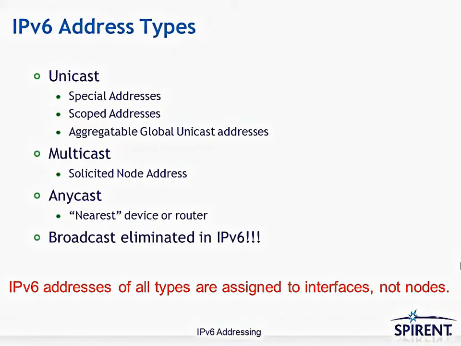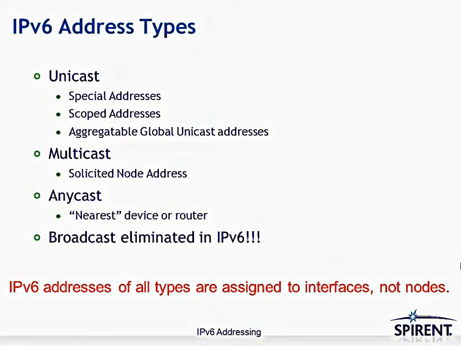There are different IPv6 address types: Unicast, Multicast, and Anycast. Also, keep in mind that broadcast has been eliminated in IPv6. We'll talk more about how that's accomplished, especially when we get into the neighbor discovery portion of IPv6, because that's generally where IPv4 used broadcasts to discover neighbors using ARP.